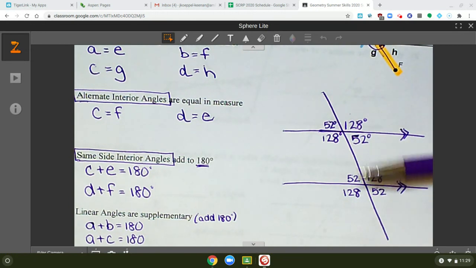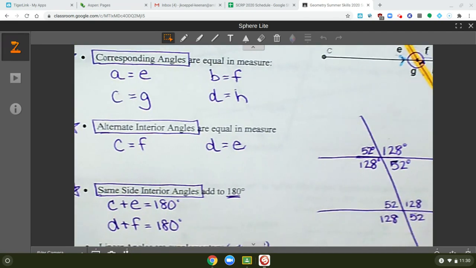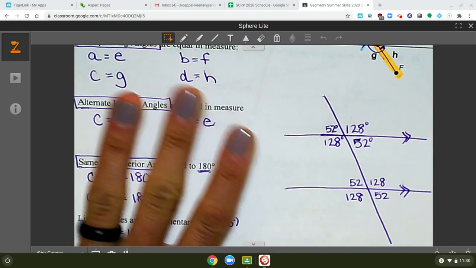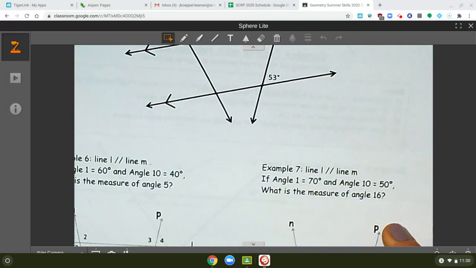So, ladies and gentlemen, the reason why we really practice and look carefully at parallel lines is because they have these unique relationships where all of the angles are congruent to each other. Okay, so what we're going to do today is practice using these angle relationships to help us find our angle measures.